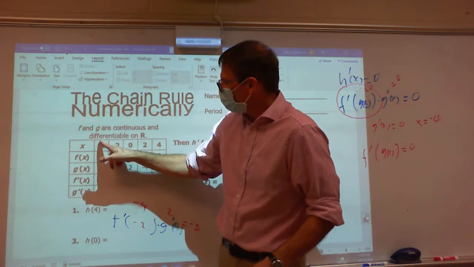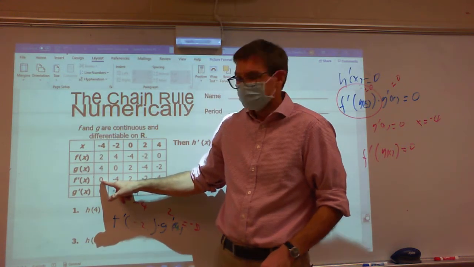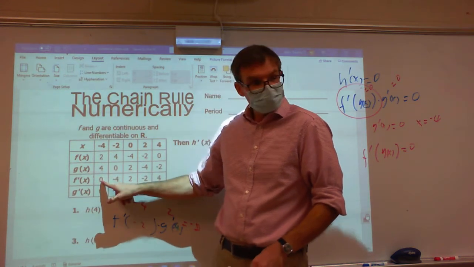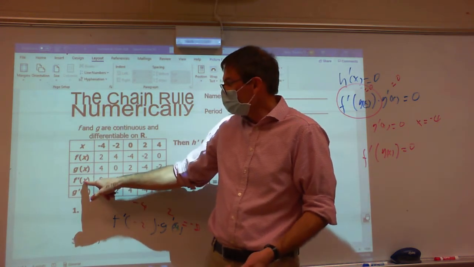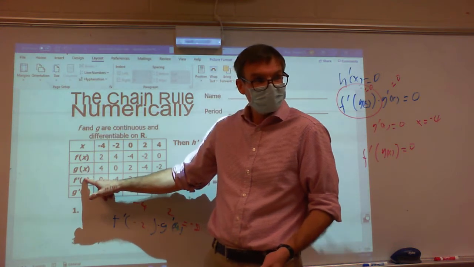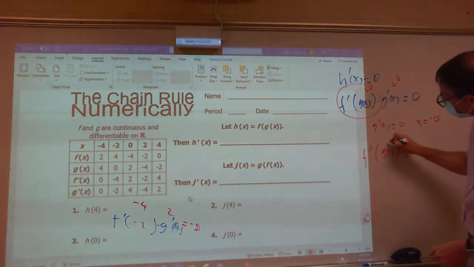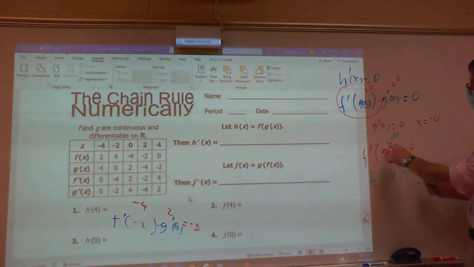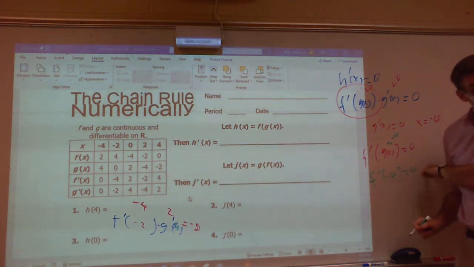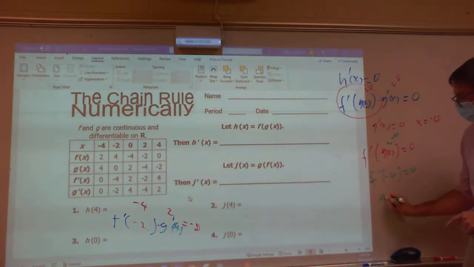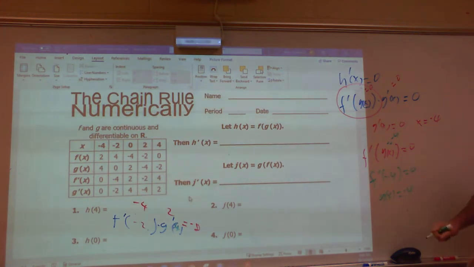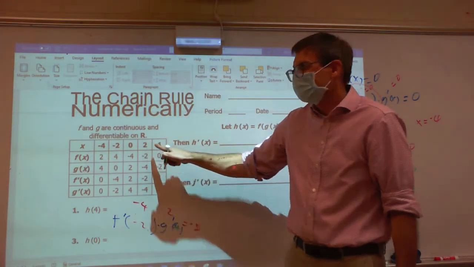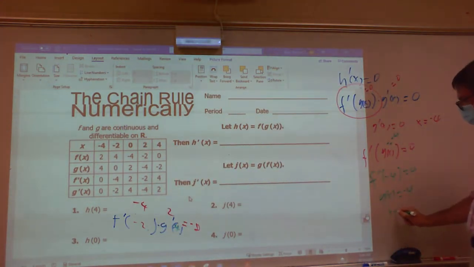Are we okay that f prime of negative 4 is 0? Because we want f prime to be 0, and that happens when we plug negative 4 in here. So I know if g of x equals negative 4, I get a 0. And so now I'm looking for where does g of x equal negative 4? Which is at 2. So that's going to happen when x is equal to 2.